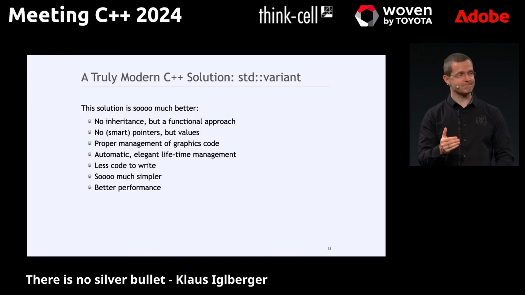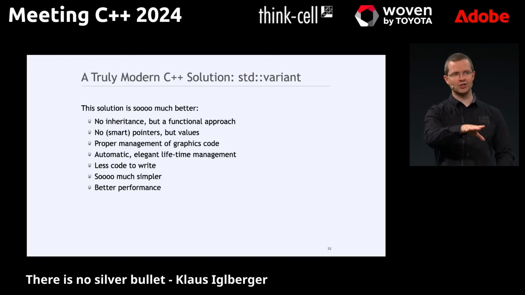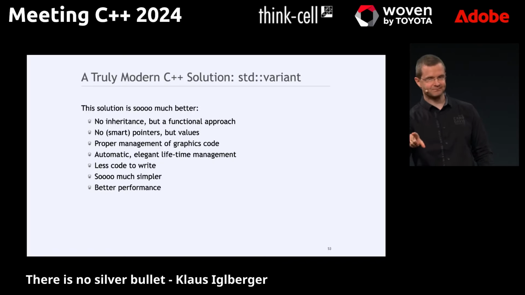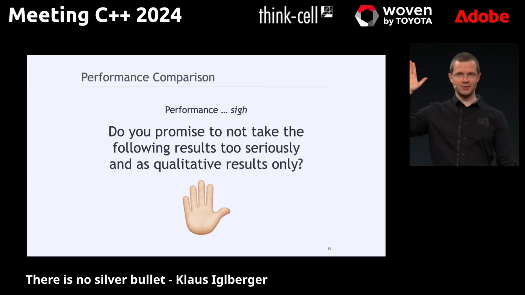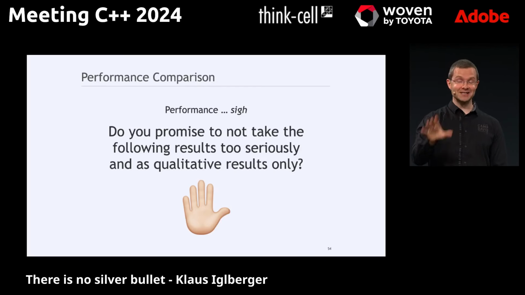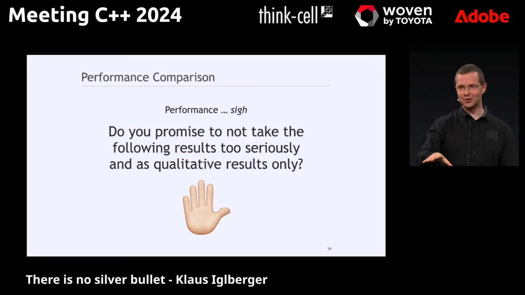So, okay, let me show some performance results, but only under one condition. One condition only. Do you promise that you will not complain about my performance results? Okay, I've seen a lot of hands, I've not seen all hands. So if you, at this point, do not promise, then I have a solution. Close your eyes for about 20 seconds, and then everything is okay too. Okay? So, either you've promised or you close your eyes.